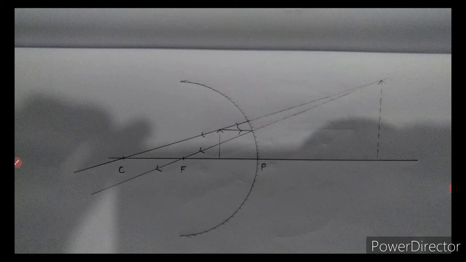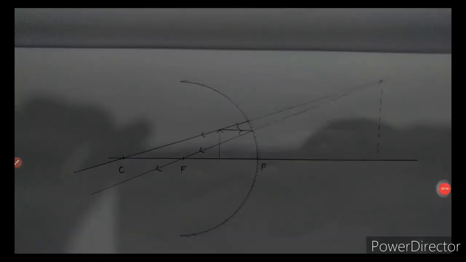So I hope you have understood, and I think you can write the nature of the images formed also, which was discussed earlier with the figure from your book. So now please practice these diagrams for concave mirrors. Okay, now let us go back to the book.